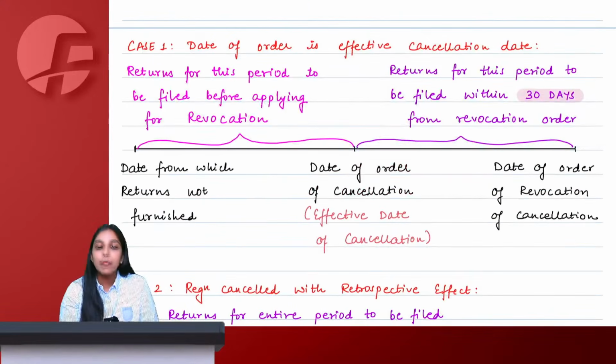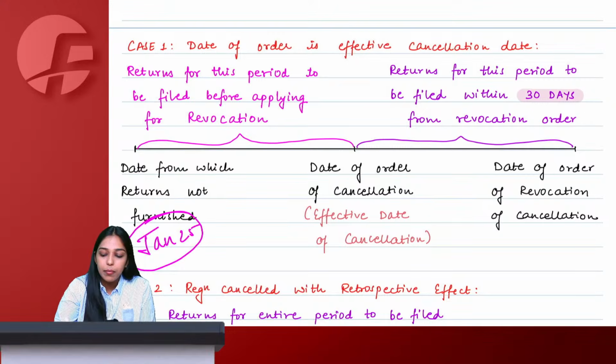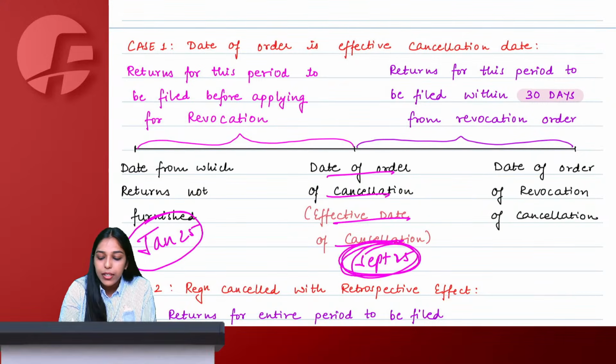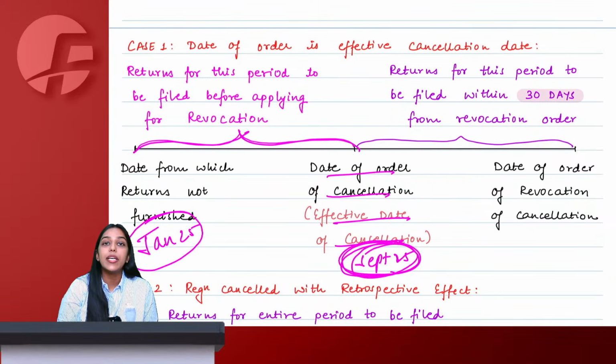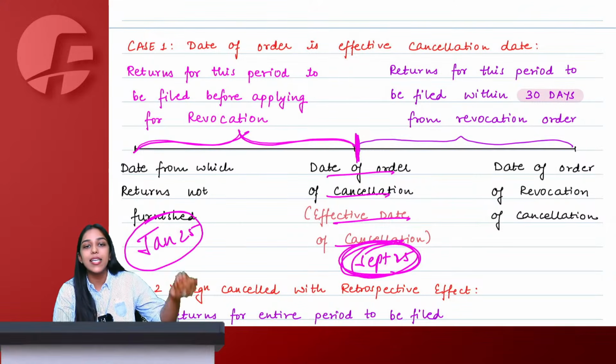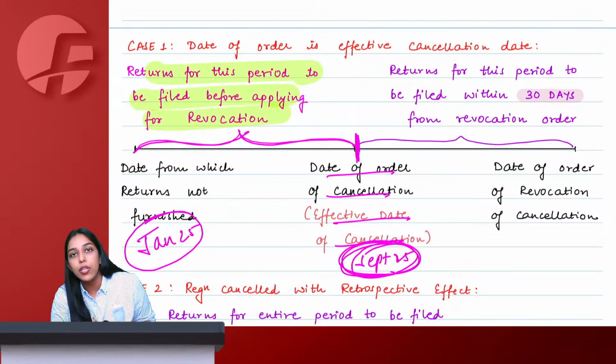And this thing I have already explained, that once I get cancelled, after that I cannot file any of the pending returns. So let us say I stopped furnishing my returns from Jan 2025. The officer cancelled me from September 25. So the officer issued me an order, and this was my effective date of cancellation, September 25. Then before applying for revocation, I will first file my pending returns from Jan to 25, because I am cancelled from September. So before September, all the pending returns I can still file. Once I file all the pending returns, then I will apply for revocation.